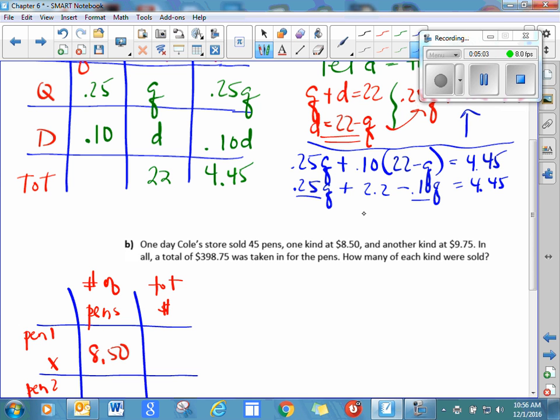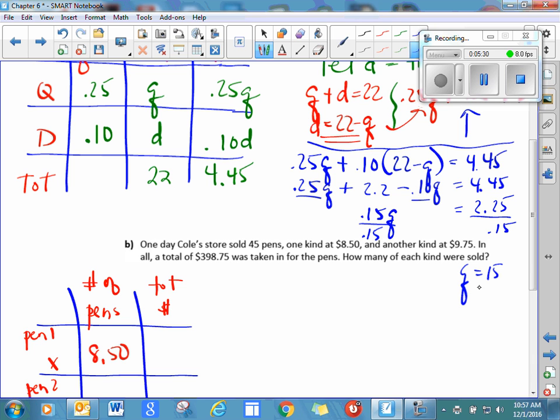I now have 0.15 Q, and I'm going to subtract 2.2 from both sides, and that's going to leave me 0.15 Q equaling 2.25. Of course, you've got a calculator. This goes pretty quick with the calculator. Divide both sides to get the Q alone, and we end up with Q equals 15.